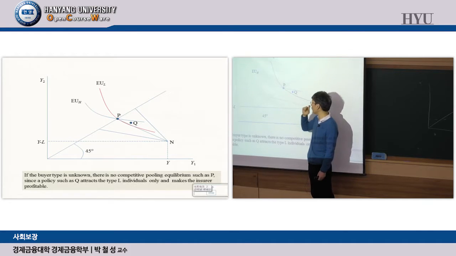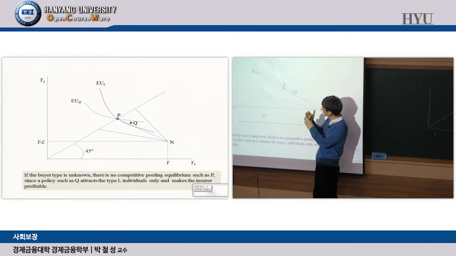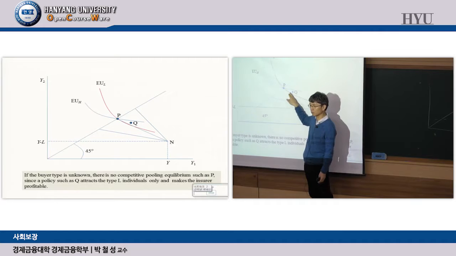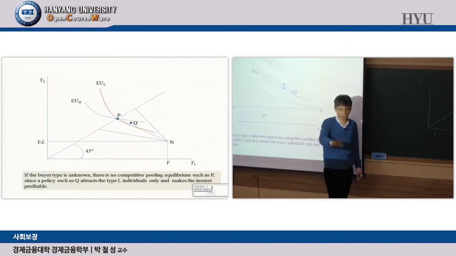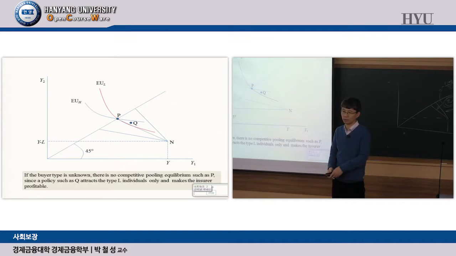Once you pool these two groups into one plan, there is always a way of disrupting it. So that's the reason why P is not an equilibrium. So pooling is not an equilibrium. Get it?